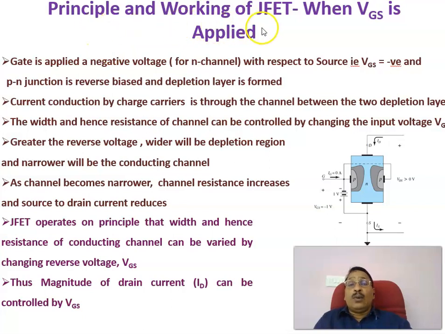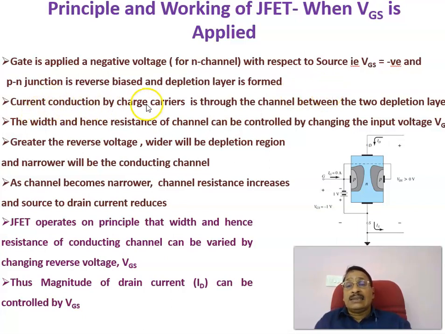Now let us see the principle of working of JFET when VGS is applied. Previously we considered VGS equal to 0. Now we are going to apply a reverse voltage, because the gate junction is always reverse biased. In an N-channel FET, you apply a negative voltage at the gate terminal with respect to the source terminal. In this case VGS is always negative and the PN junction is reverse biased and the depletion layer is formed. But in a P-channel FET, it is just the reverse.